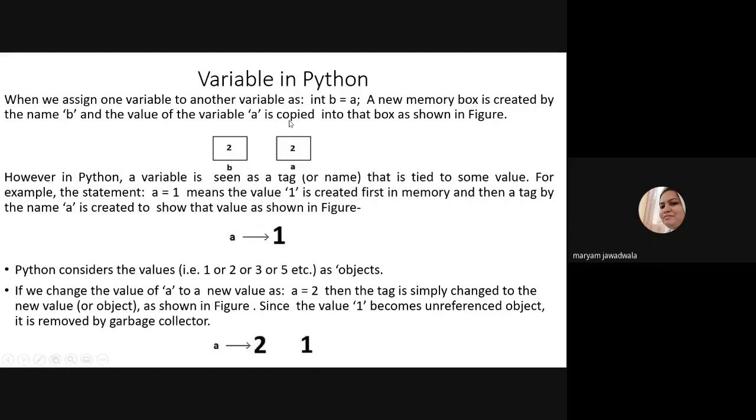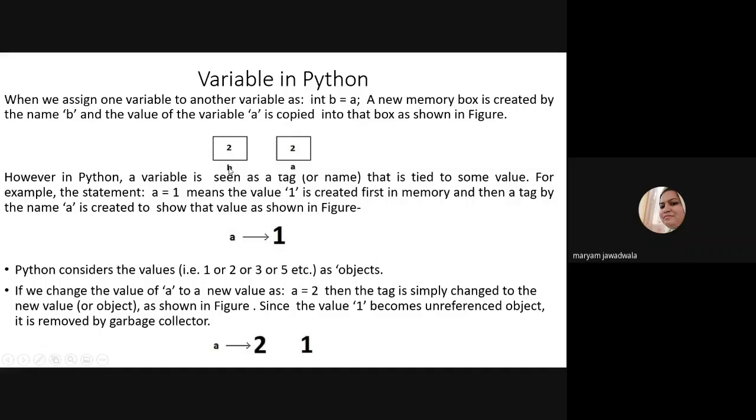And likewise, suppose I write int b equals a, means I'm copying the value of a to b. Then what happens in other programming languages? Two different memory blocks are created, for a and b. The addresses of a and b are different and the value is the same, that is 2. Means for the same value we have two different memory locations, a and b.